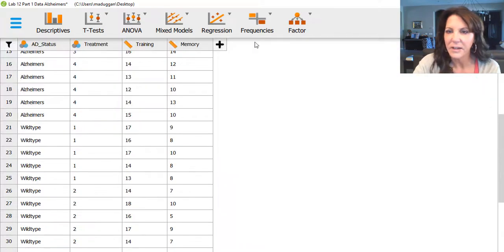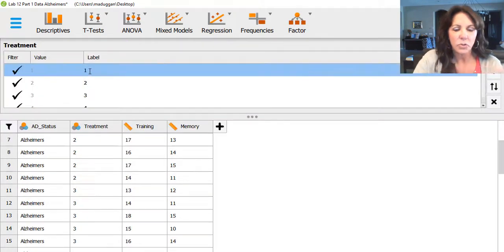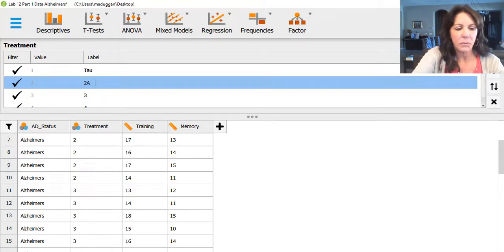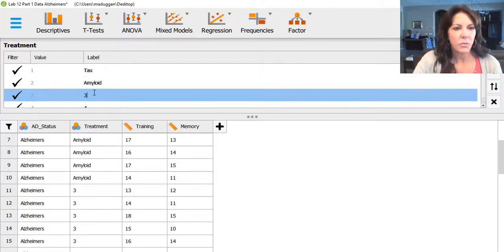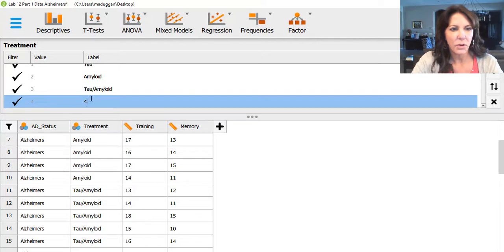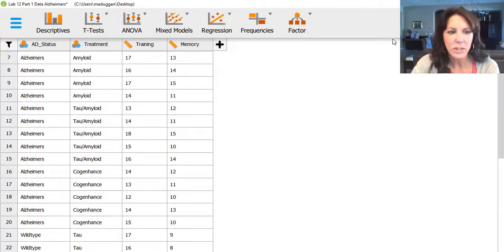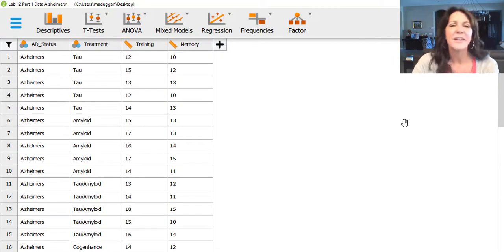That did. All right. For the treatment, we had 4 different drug treatments. The first treatment was a tau drug. The second treatment was amyloid drug. The third was a tau amyloid combo. And the fourth drug was what we're going to just call a cognitive enhancer, or COG enhance is going to be my label for that. I'm just going to make sure they all took, and they did. Very good. So now we're all set.